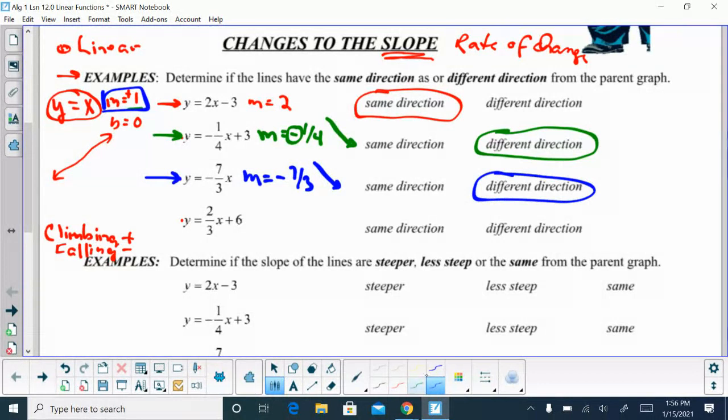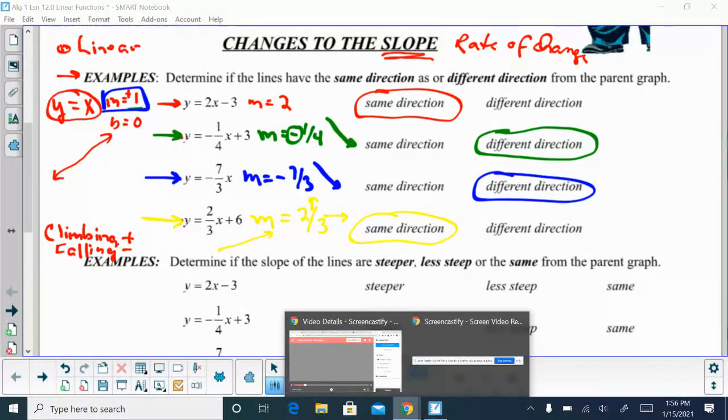And finally, y equals 2/3 x plus 6. Our slope is a positive 2/3. So it means it's climbing 2 as it runs 3. Thinking about how it compares to our parent function, both slopes are positive. They are moving in the same direction.